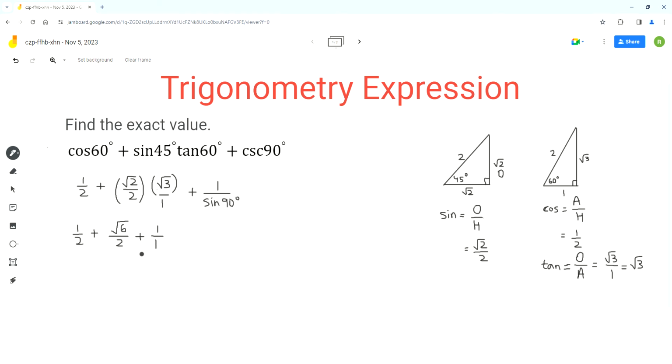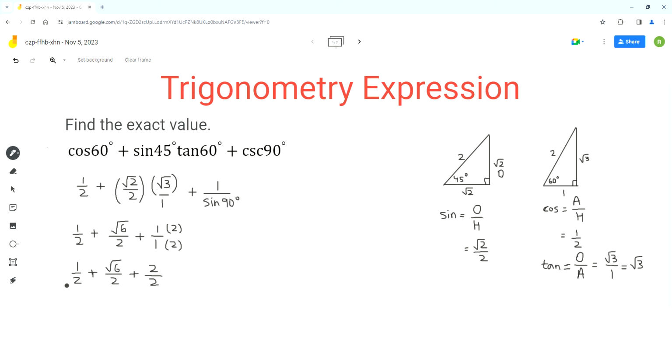Now we have to combine these three fractions. So for that we should find a common denominator. Now the first two fractions already have the common denominator 2. So we have to convert the denominator of this third fraction to 2. So for that we'll multiply the numerator and the denominator by 2. So we get 1 over 2 plus square root of 6 over 2 plus 2 over 2.